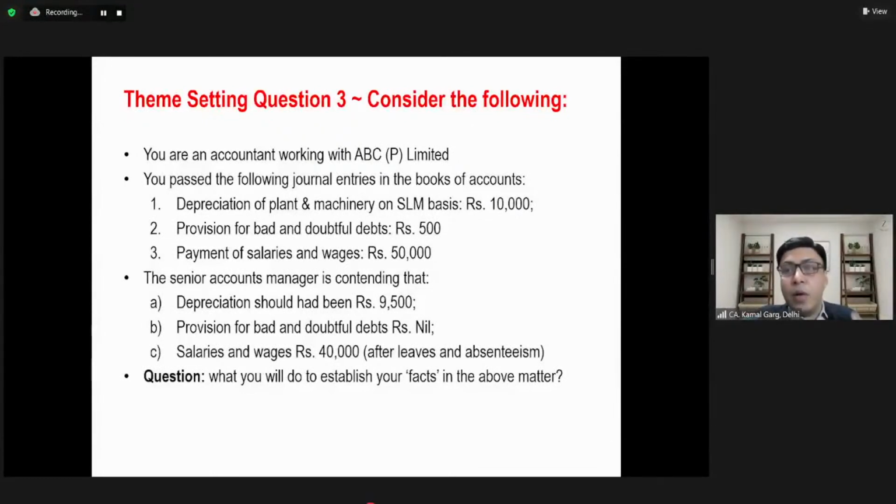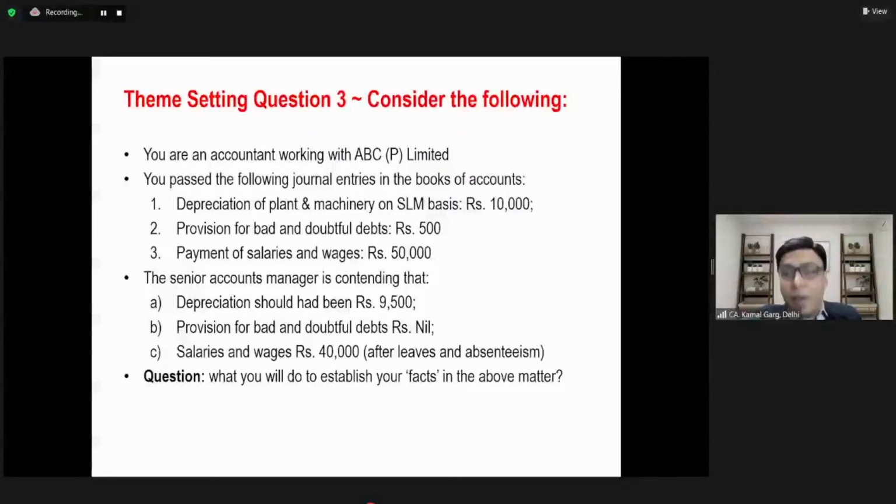So ultimately what is happening? You are demonstrating that you were intelligent enough to compute depreciation, and diligent enough to provide provision for bad and doubtful debts and payment of salaries and wages on the basis of workings done by somebody else. And all these papers, all these workings collectively are called proofs, or technically they are called documentation. I believe from these three theme setting questions, you must be able to understand what the documentation theme is.